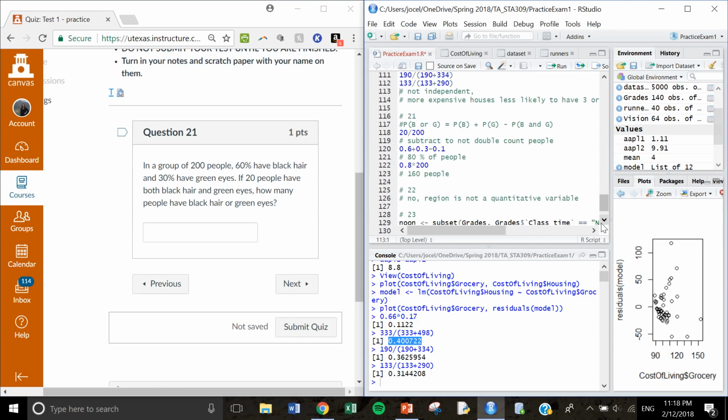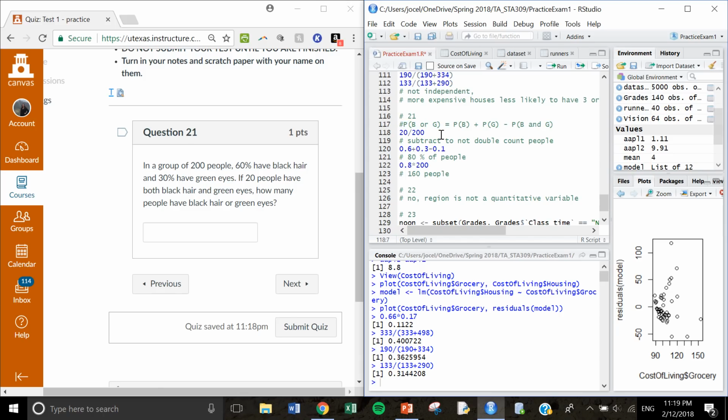Question 21. 200 people, 60% have black hair and 30% have green eyes. If 20 people have both black hair and green eyes, how many people have black hair or green eyes? So that question a little while ago was an and question. This is an or question. So we just remember our probability rules. And this is probability of B or G is going to equal probability of B plus probability of G minus the probability of B and G.